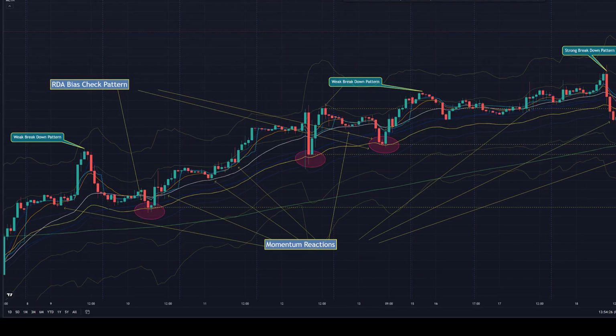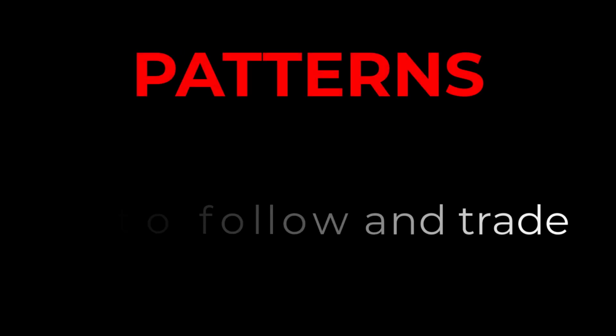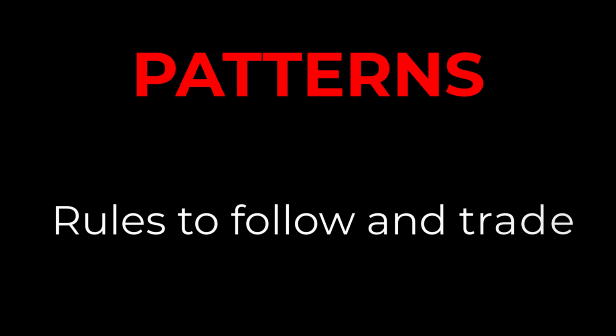Before we jump in, let's make sure we're on the same page. The power of the RDTS system is that it tells you where on a chart to look for reactions. We trade around reactions. Since we know where to look, we then look for patterns. We have rules that these patterns should follow.